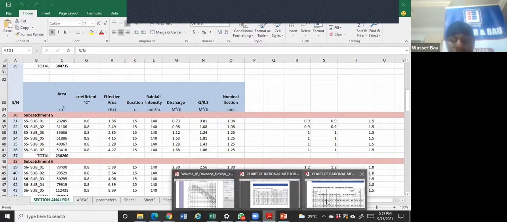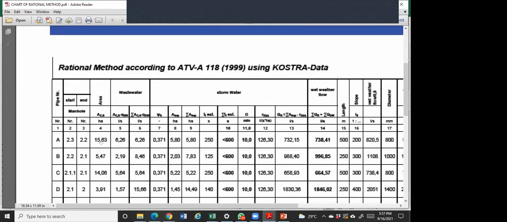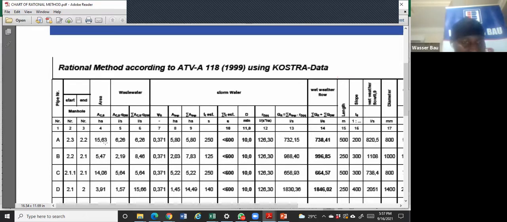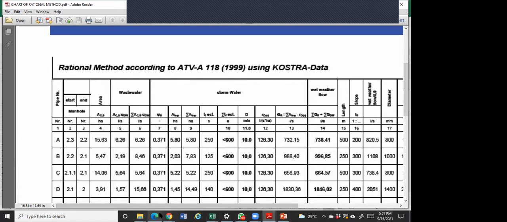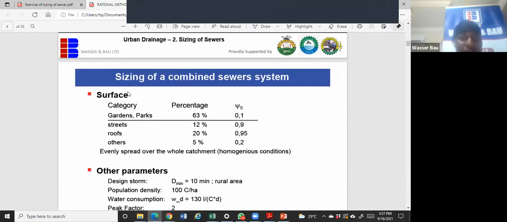Then back to the rational table. If you list the pipe, their start node, their end node, then the area of this one is 15.63. Now we're talking about C1. You multiply by the dry weather flow. How did you get this dry weather flow to multiply with this? This is how we got it. This is for the storm.